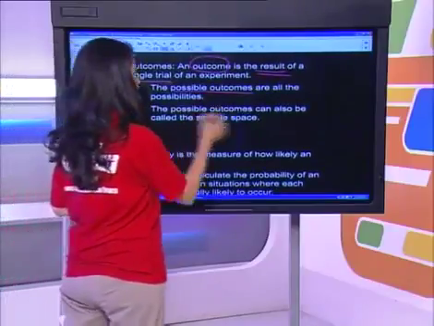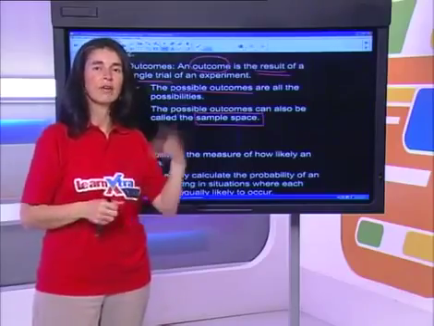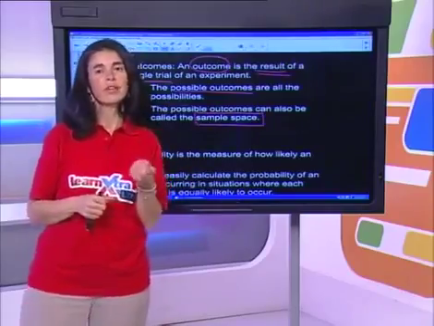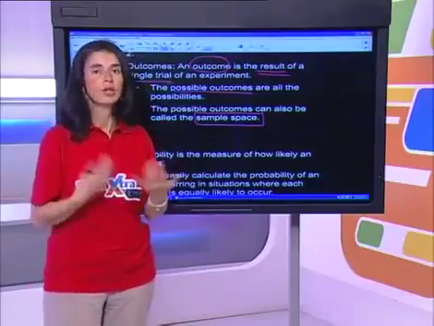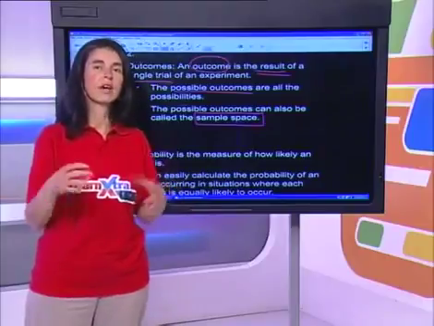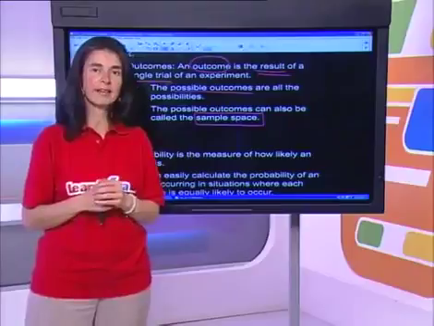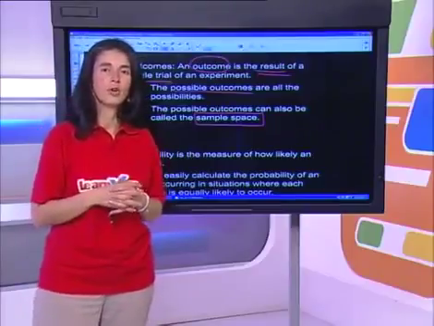And those possible outcomes, if we're going to work with Venn diagrams later, are also known as the sample space. So the sample space would be all the possible outcomes that you can have of an event. For example, if you were rolling a dice, you would get either a 1, 2, 3, 4, 5, or 6. So your sample space would be all the possibilities of the value of that dice.